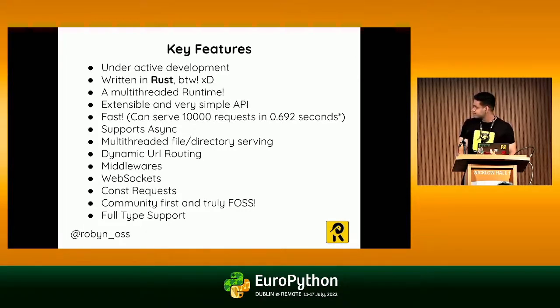It supports async. It has multi-threaded file and directory serving, dynamic URL routing. It supports middleware, WebSockets. It supports something called constant requests. I'll be explaining to you what that is. But most importantly, it's community first and truly open source. It follows this ideology to an extent that if you have followed me somewhere or if you have met me at a conference, you must know that I'm not a big fan of type support. But the community loves it, apparently, so the community shall get what they ask for. So it is a fully type-supported system, and you can use the type safety like you all love.